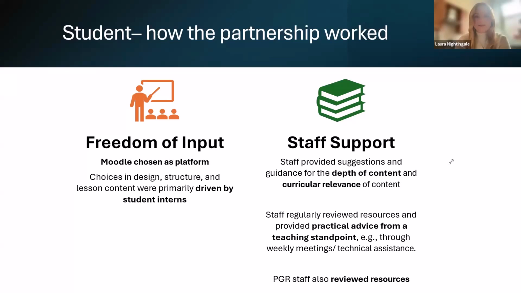So staff provided suggestions and guidance for the depth of content we might need, and also gave us access to the ILOs of the curricula for which the resources would be used. The student-created Moodle resources were also regularly reviewed by staff, and we were given practical advice from a teaching standpoint that we might not otherwise have had access to. And this was done through weekly meetings, technical assistance, and specific queries that we had answered. Postgraduate staff also reviewed these resources to ensure that the content was appropriate for students.